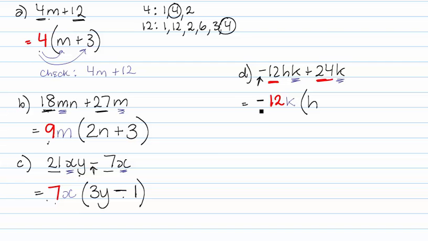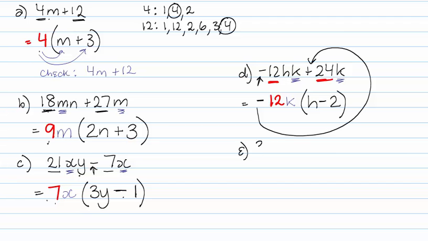Now this is where it gets interesting. We have a negative out the front and we want a positive. So you have to remember, a negative times a negative gives me my positive. Look at the numbers. 12 times what is 24? It's 2, and the k is already there. Be very careful when you have negatives. I think that's the only thing that really trips some students up.